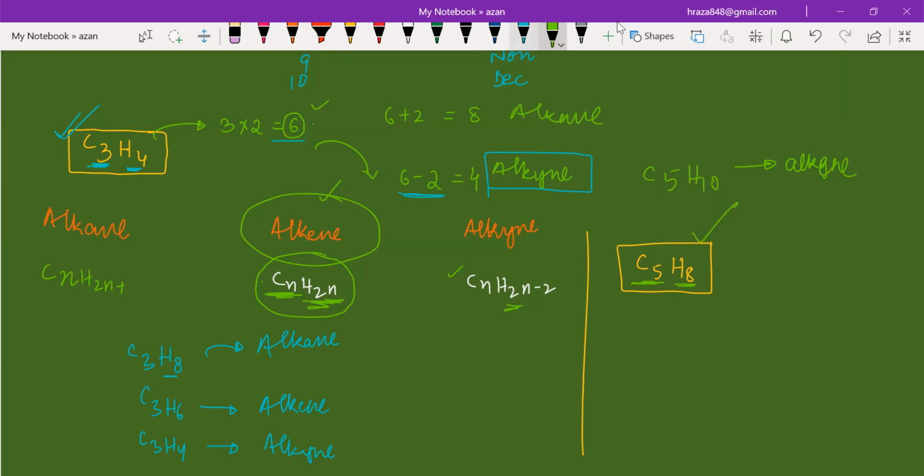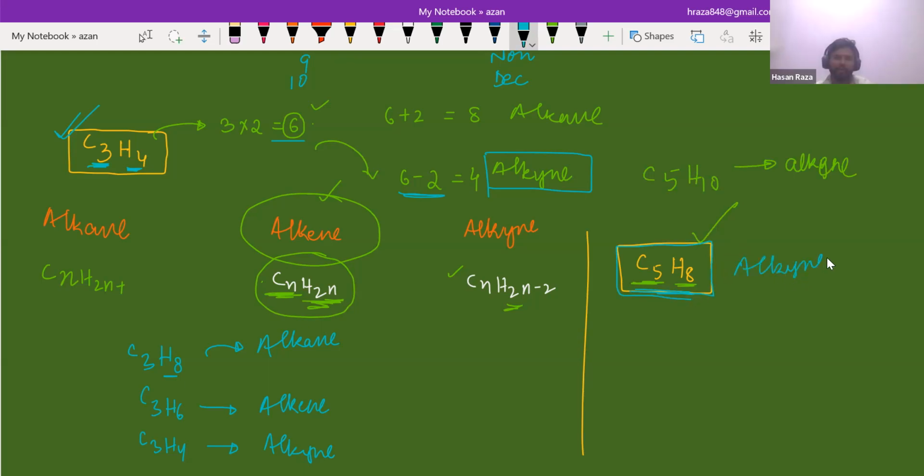Yes, sir. Alkene. What is this? C5H8. Alkane, alkene, alkyne? Sir, alkyne. Alkyne. How did you figure it out? You can see whatever is the number of carbon, the number of hydrogen will be double minus 2. Is that clear? This is the general formula of alkyne.